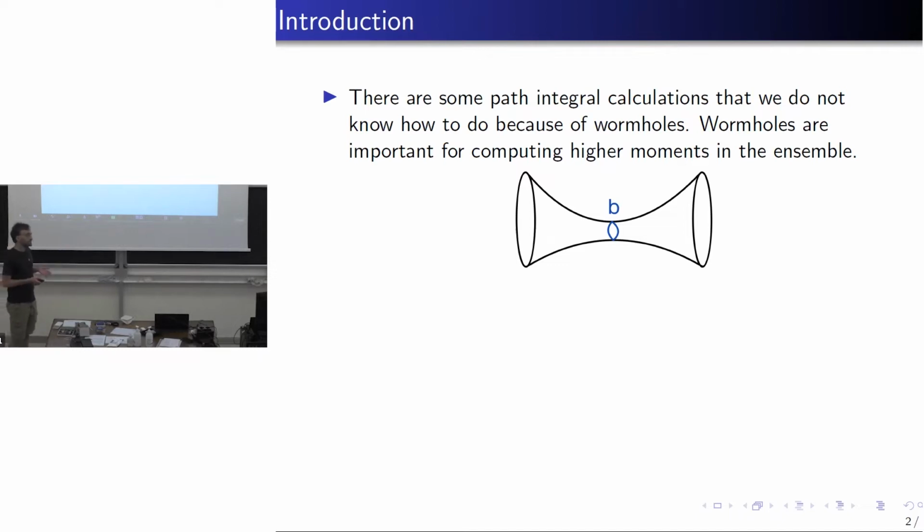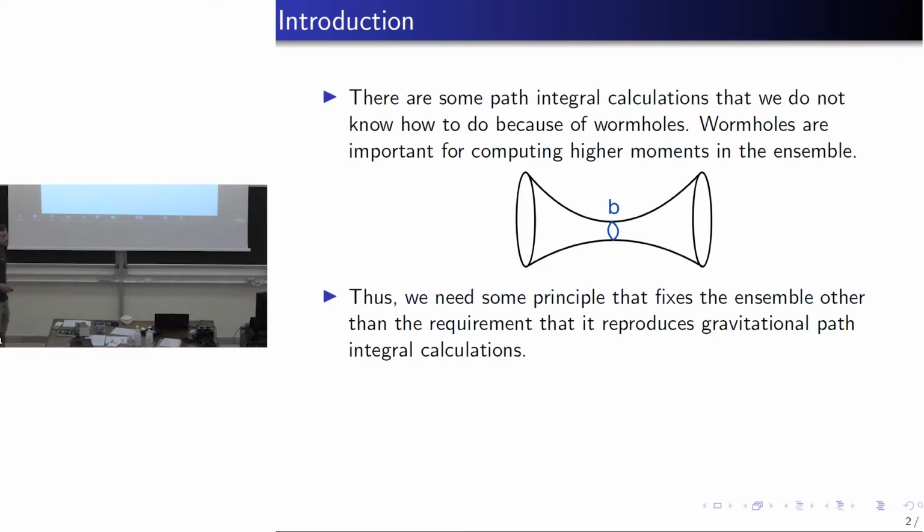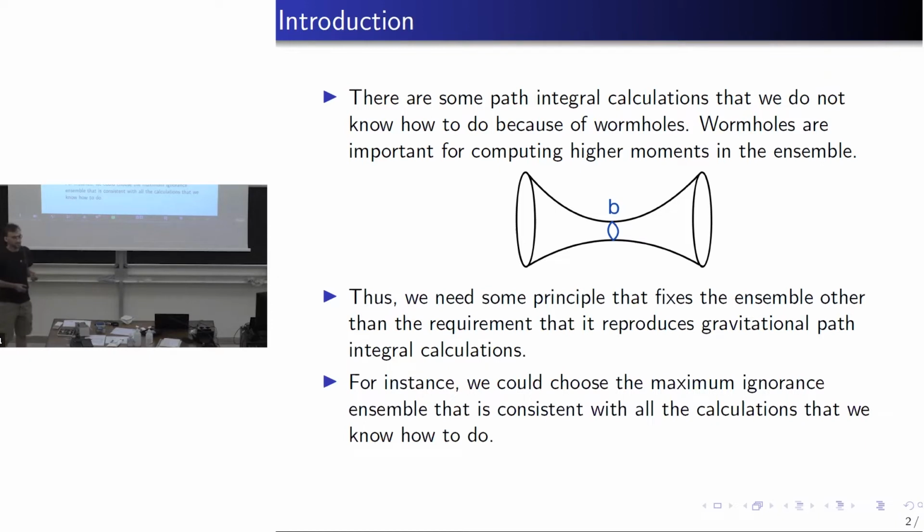But this doesn't mean that every calculation will have a saddle, and in some cases you have to worry about this. The reason why the wormholes are important is because they should contain more information about what this ETH ensemble is. So what this means is that we need some principle that fixes this ETH ensemble other than the requirement that it reproduces gravitational path integral calculations. For instance, such a principle could be choosing the maximum ignorance ensemble that's consistent with all of the calculations that we know how to do. And I'll come to hopefully a more concrete construction soon.